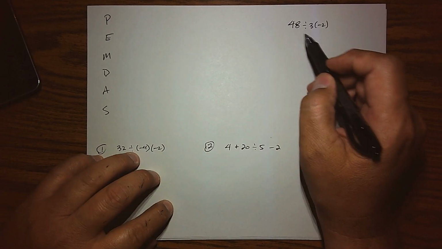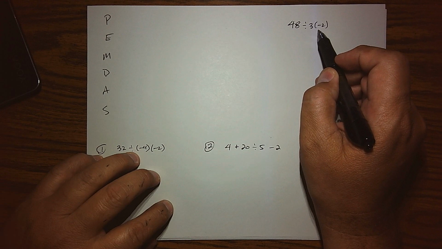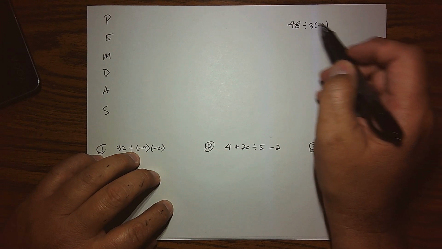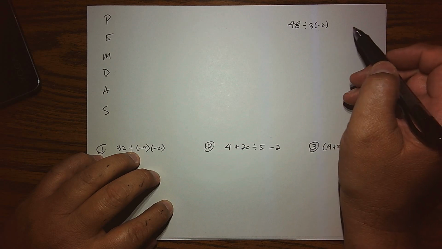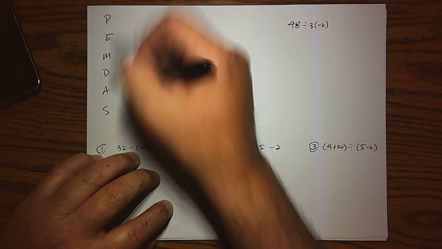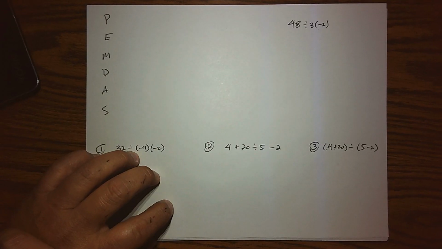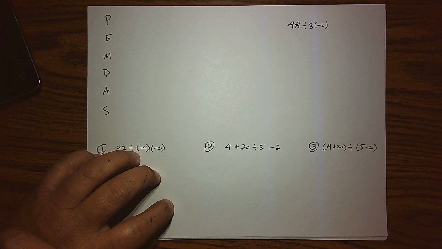So over here is an expression, 48 divided by 3 times negative 2. I'm going to pause for a moment and let you work that out on your own, following what you believe PEMDAS is. So let me give you about 20-30 seconds just to try that expression out on your own.